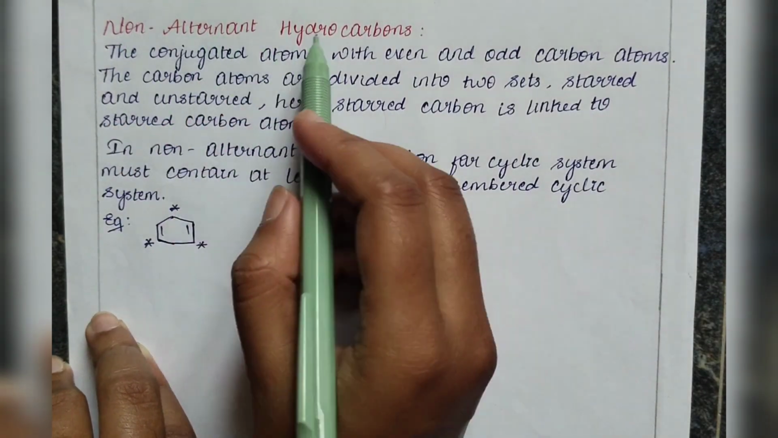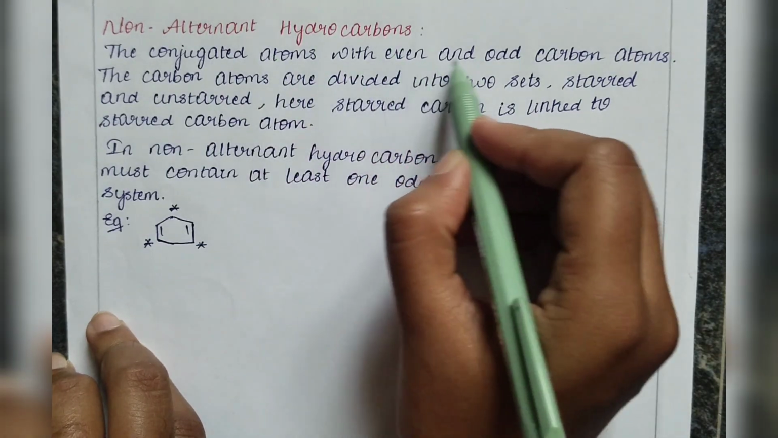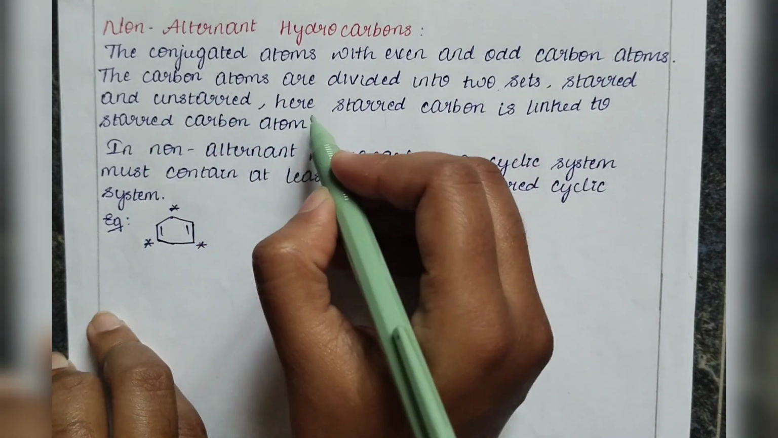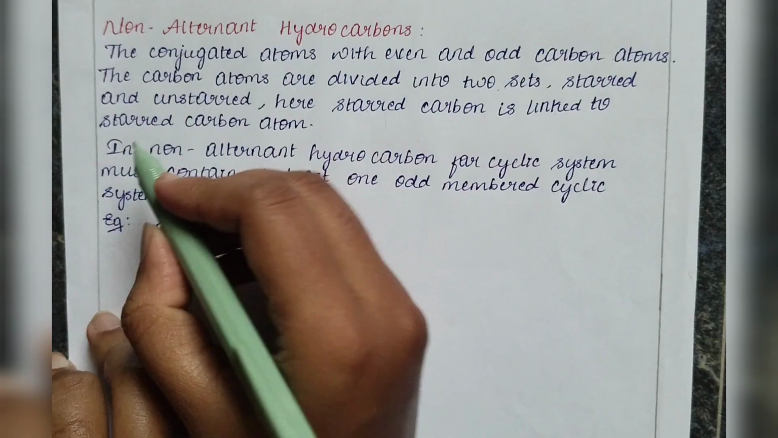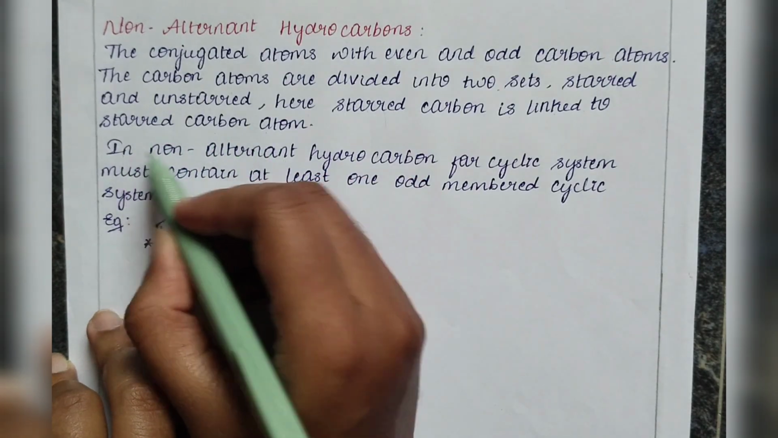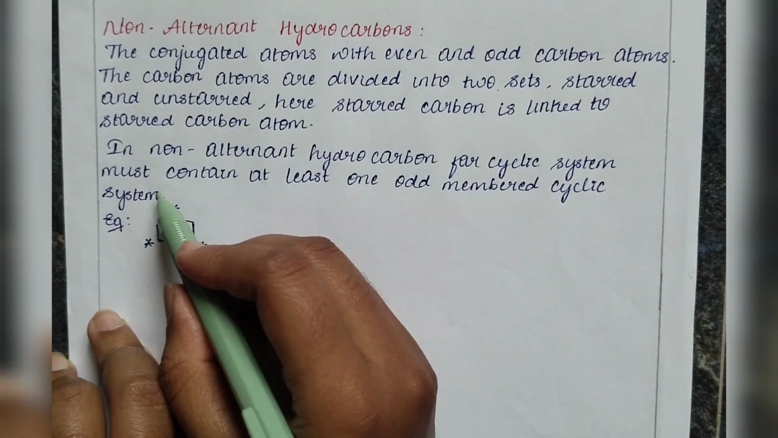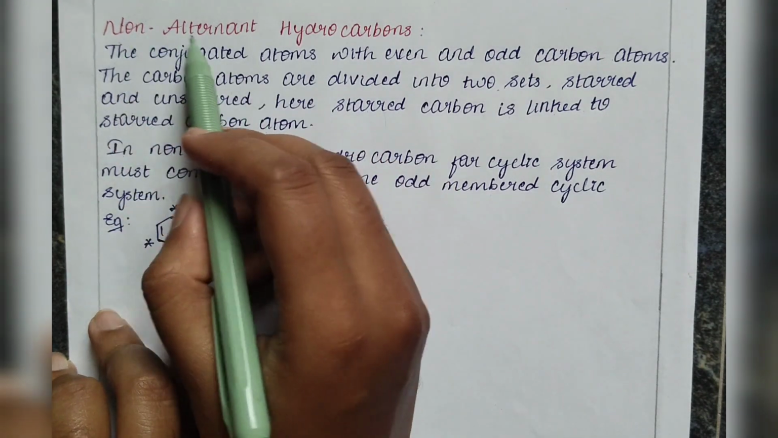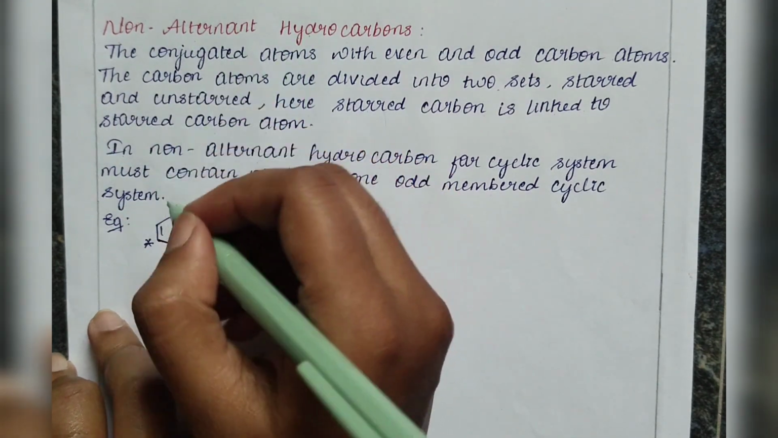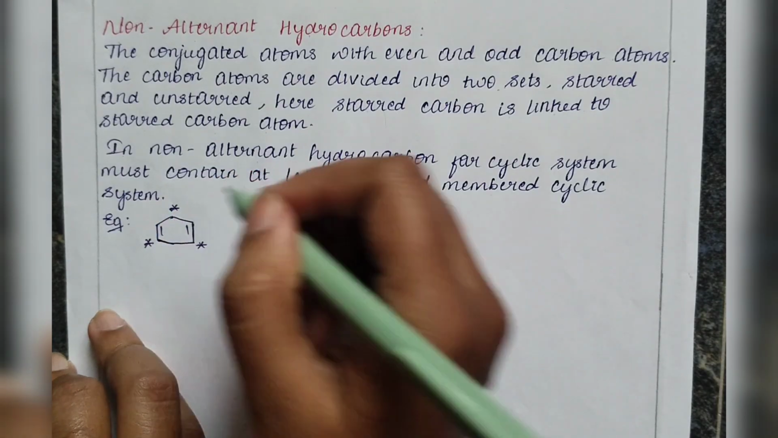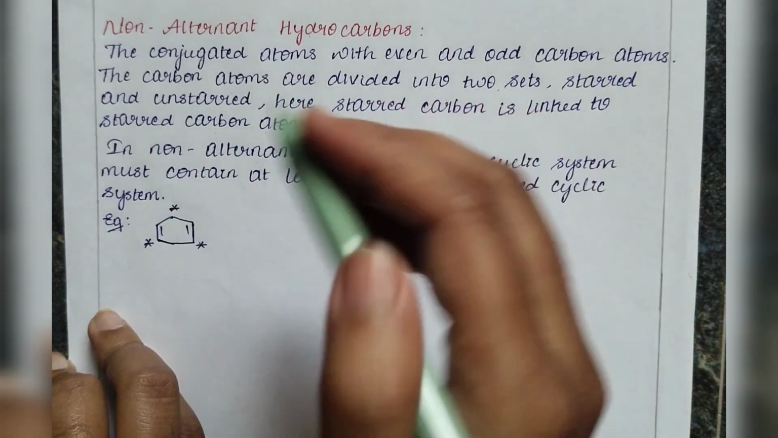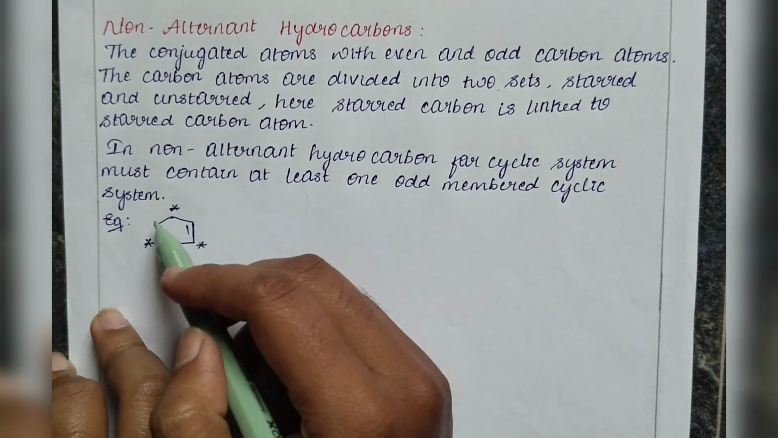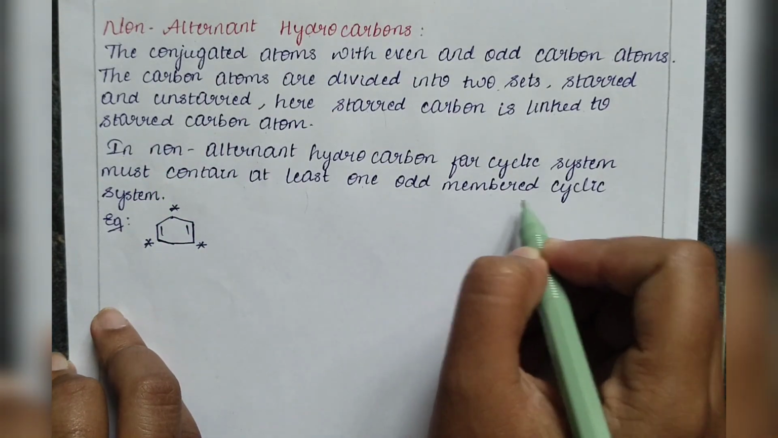The next one is non-alternate hydrocarbon, with conjugated atoms of even or odd carbon number. The carbon atoms are divided into two sets, that is starred and unstarred. Here a starred carbon atom is linked to another starred carbon atom. In a non-alternate hydrocarbon with a cyclic system, it must contain at least one odd-membered cyclic system. As mentioned, non-alternate hydrocarbon means that the carbon atoms present in the compound are not starred alternately, or the number of starred and unstarred will not be the same. Thus, the condition is that there should be the presence of at least one odd-membered cyclic system.